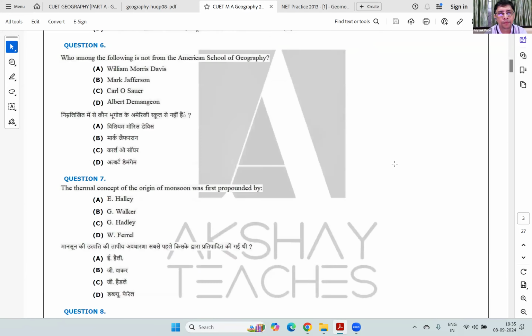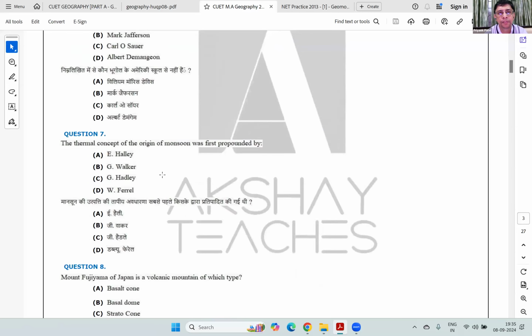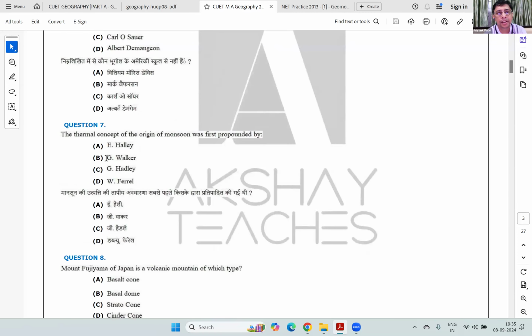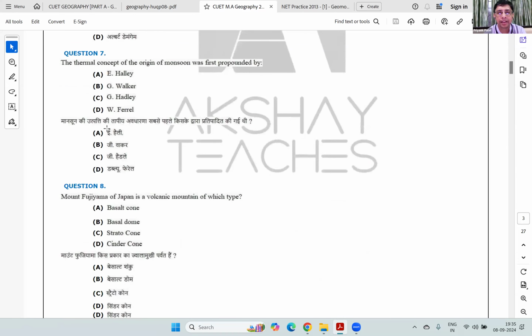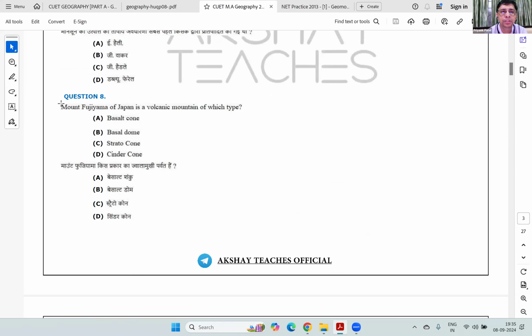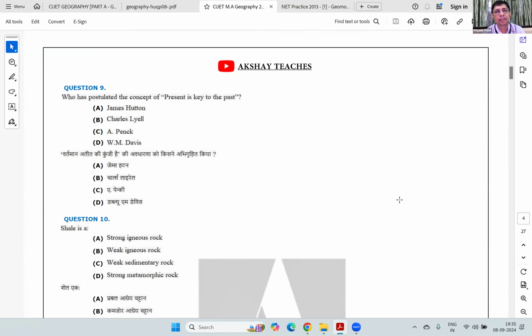Then this is this entire part. Now one of the first things we have on physical geography is the origin of the monsoon, right? And the thermal concept of origin of monsoon was given by whom? So these are your 4 options. I would say Halley is the answer, but you should go and check whether this is correct or not. Then another physical geography question is: Mount Fujiyama of Japan is of what type? Because it's a conical volcanic mountain, we say it's a stratocone or a stratovolcano, right? So these are the things that you should look at.